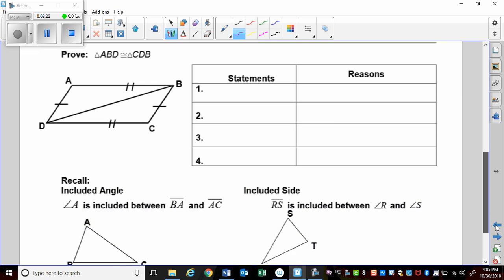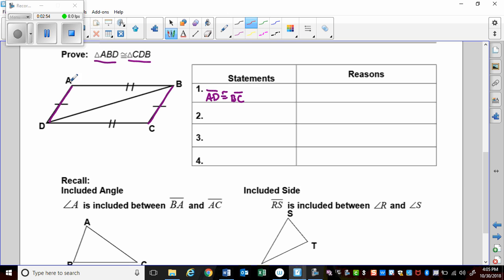Let's look at this proof. It says we're trying to prove that triangle ABD is congruent to triangle CDB. What I'm given is AD is congruent to BC. I can assume this because of the little marks. So I'm going to write it in there. AD is congruent to BC.